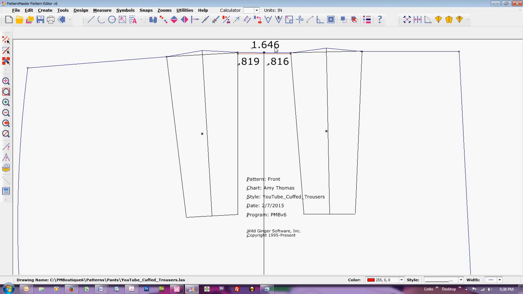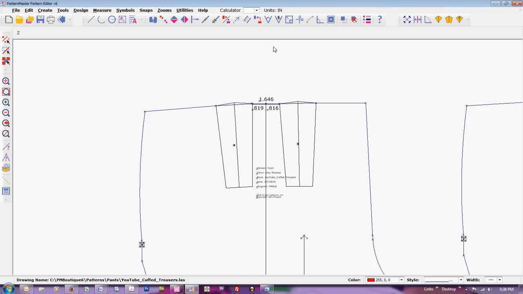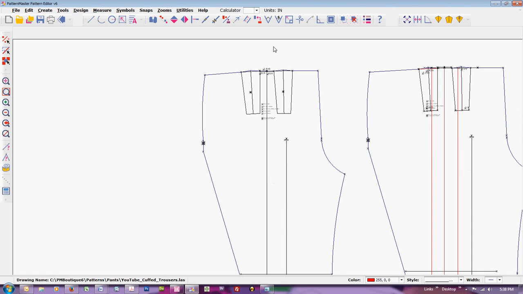So half of that will be 0.82, a little bit over 3/4 of an inch. Here's what we have to do. After I did all my measuring, I knew I had to add about 2 inches. I had to split this open and give 2 inches more in the width through here.